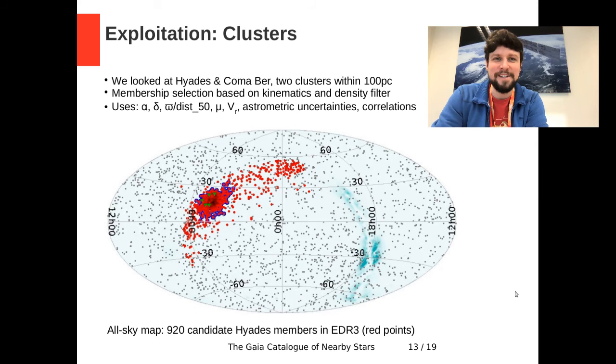The 100 parsec sample contains a number of stellar clusters. We looked at two of them, the open clusters Hyades and Coma Berenices. The Hyades are the closest open cluster, and thus particularly well studied. Our all-sky map shows our Hyades member candidates in red. We identified these in a two-step process.